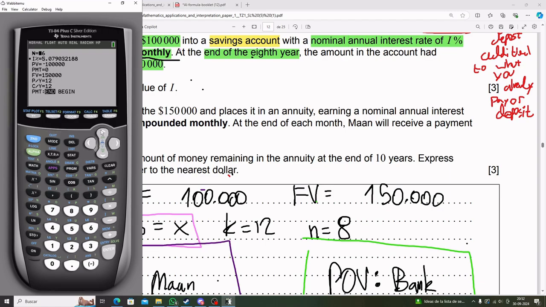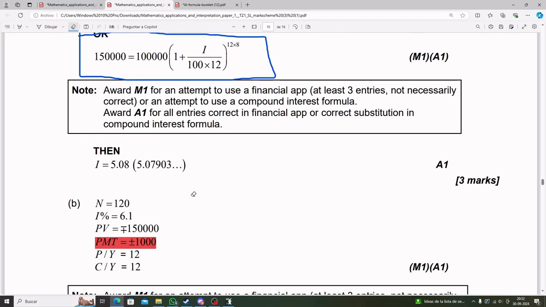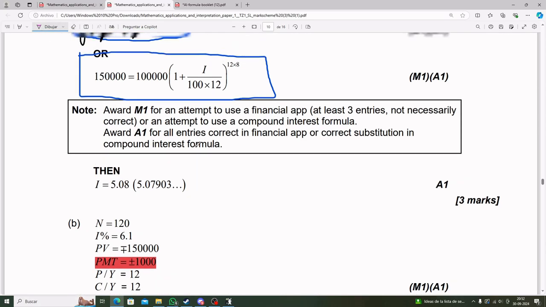So basically, if you have a big N of 96, and a PV of this, and a PMT of that, and an FV of this, and a PY and a CY of that, given all of that, your annual interest percent should be this. And if we check the mark scheme over here, it looks pretty correct to me. So for part A, that's pretty much your process.